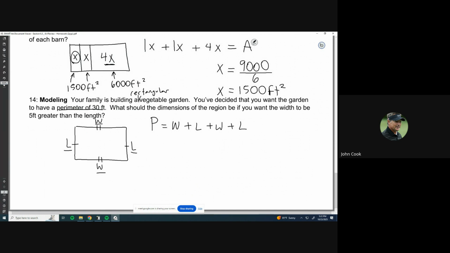Now, if I combine like terms, because I notice that I have a W here and a W here, that makes a 2W. I have two L's here too, so that's going to make a 2L. That's a simplified way to write out the perimeter.